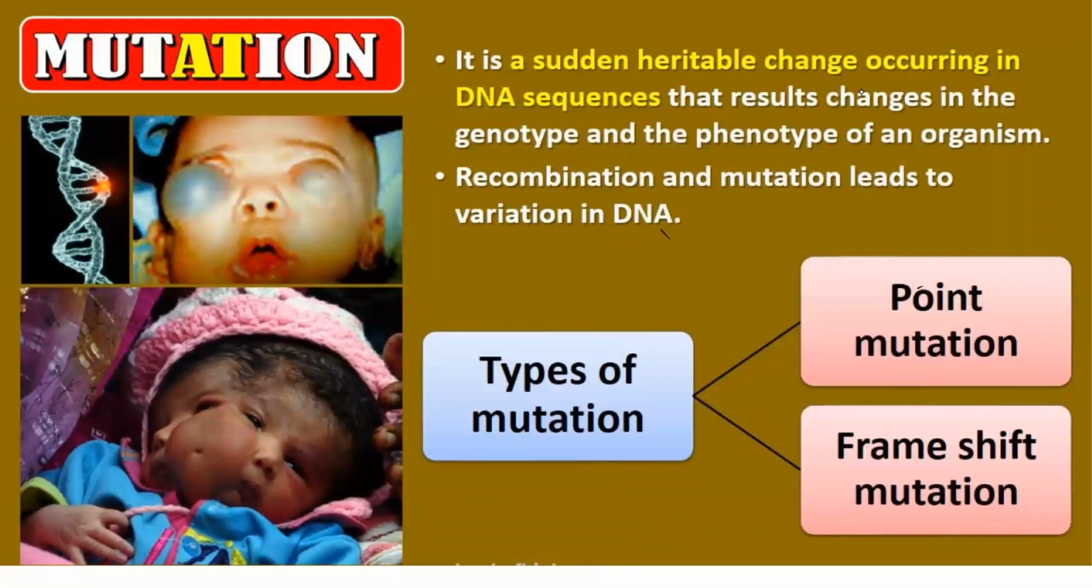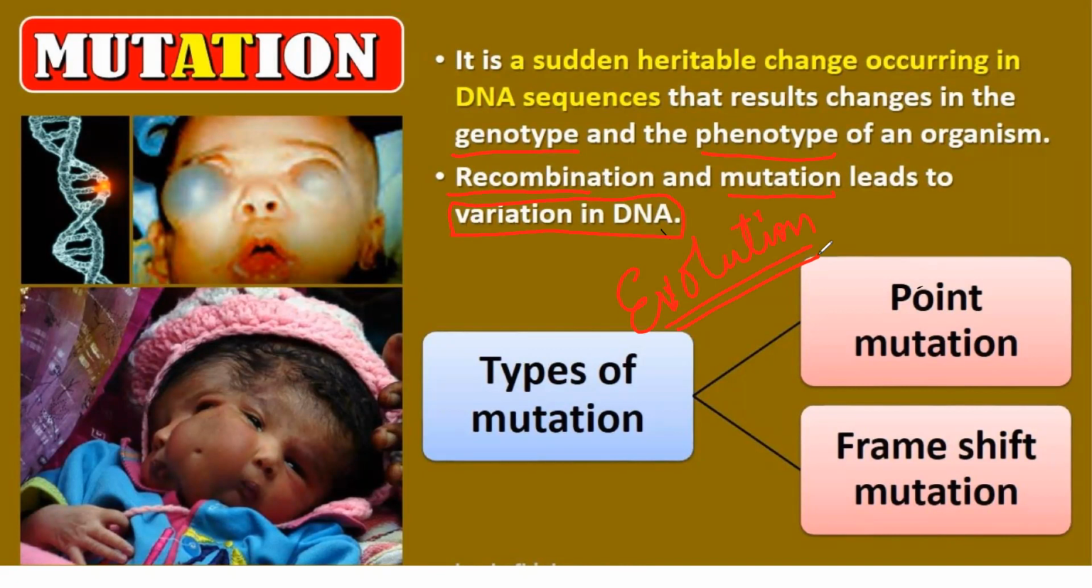What is mutation? It is a sudden change occurring in the DNA sequence that results in a change of the genotype and phenotype of an organism. Mutation and recombination bring variation in the DNA that is essential for evolution. So these two events play an important role in evolution.